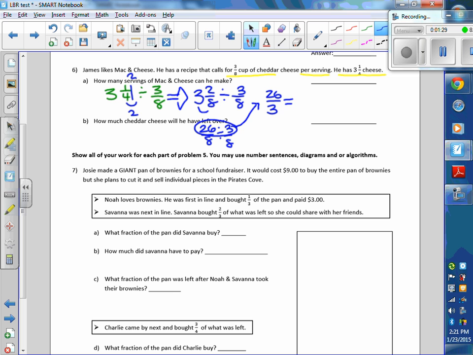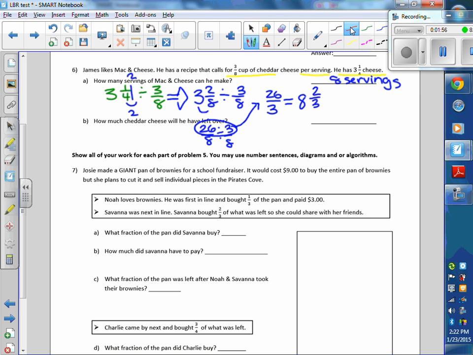So 3 goes into 26 8 times. And there's 2/3, 2 out of 3 left. So it's 8 servings. I gave you credit if you wrote 8 2/3 servings. Okay, but it's 8 whole servings. Now you have enough cheese for 2/3 of a serving. You don't have 2/3 of a cup left.